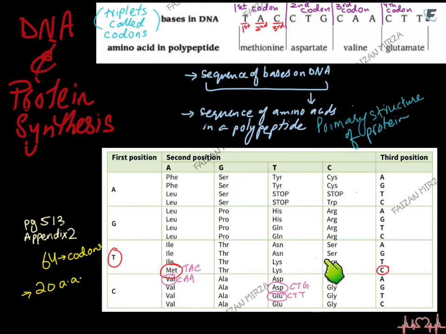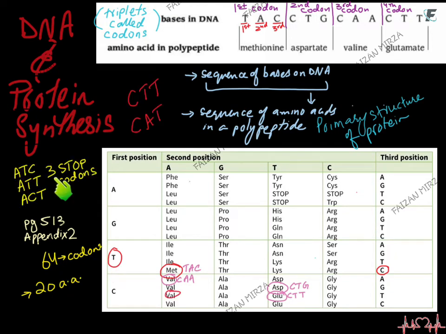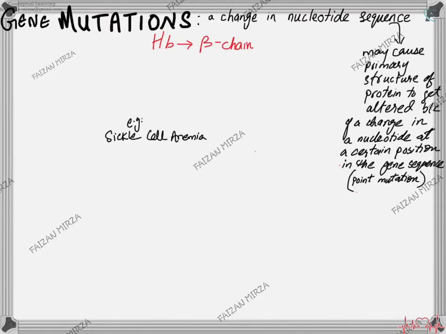These are the total of 64 codons. These 64 codons code for 20 amino acids, and there are three stop codons. Three stop codons are ATC, ATT, and ACT. These stop codons stop protein synthesis when protein synthesis has been completed.